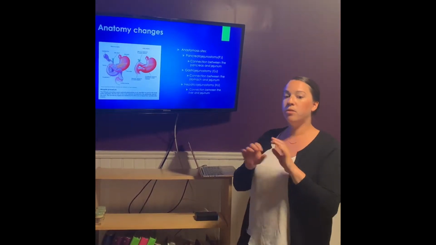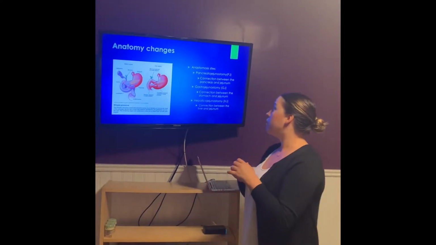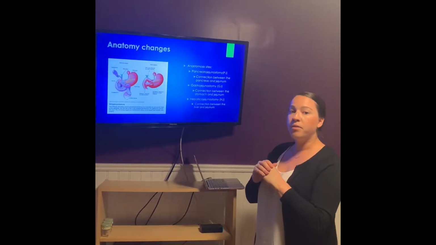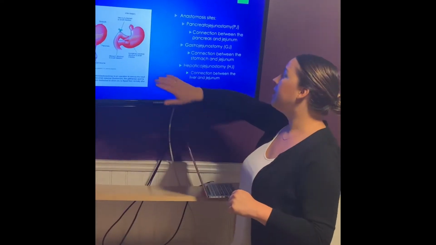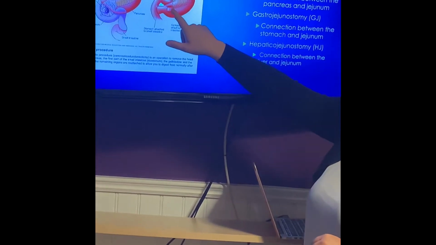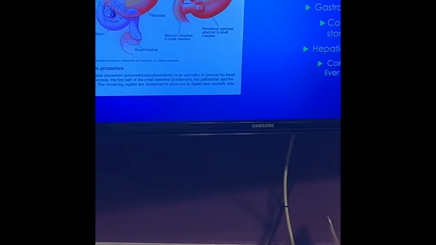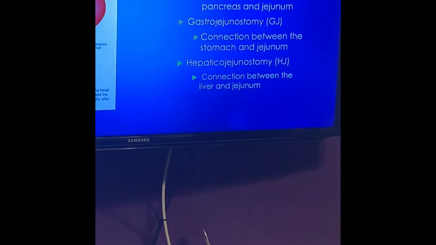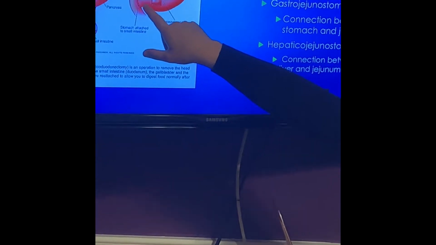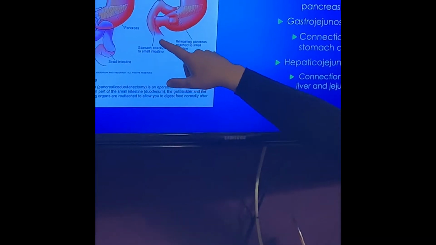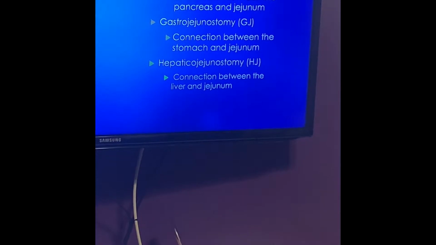So the point at which the organs are reattached together is called the anastomosis site. So there's going to be 3 anastomosis sites after the Whipple surgery is complete. The first anastomosis site connects the pancreas back to the small intestine, and that's called the pancreatic jejunostomy, or the PJ connection. Then you have the reconnection of the stomach back to the small intestine, which is called the gastrojejunostomy, or the GJ anastomosis.